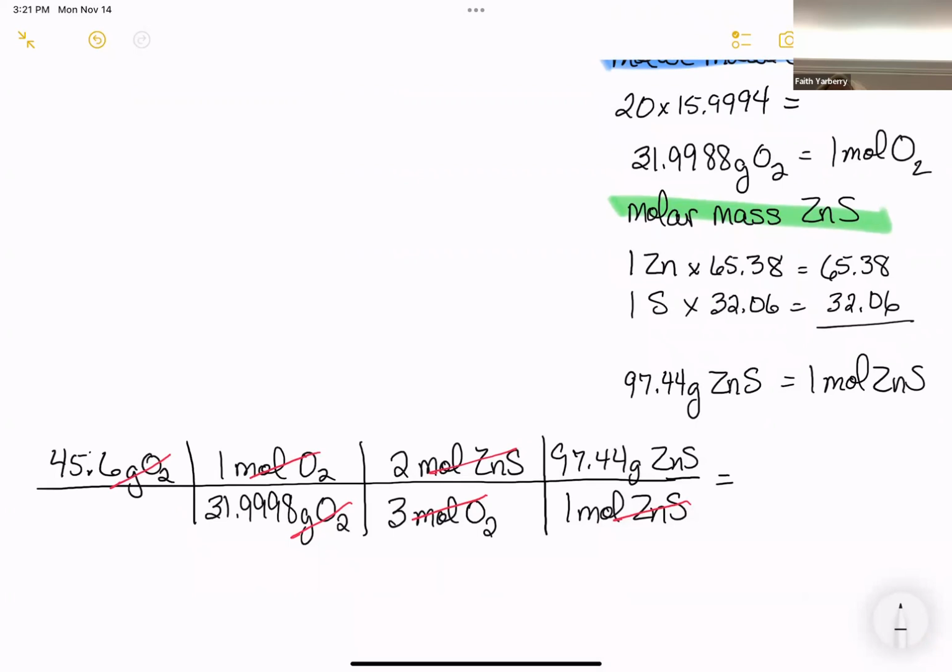You should get a value of 92.5686 grams of zinc sulfide.